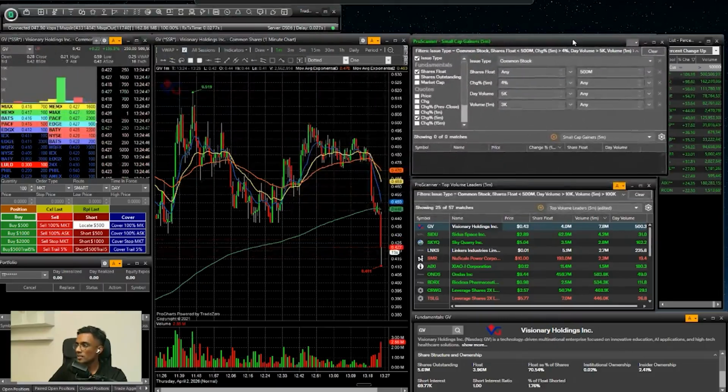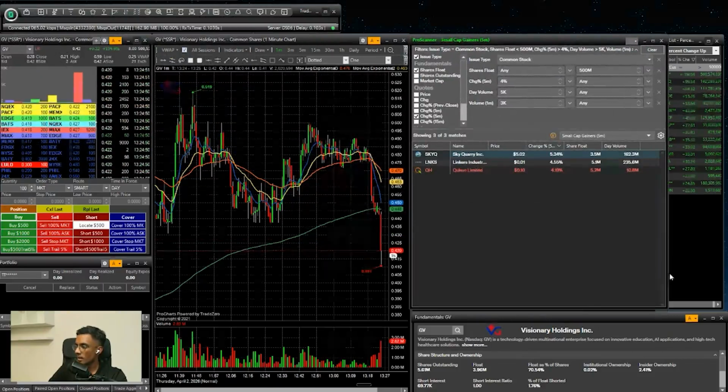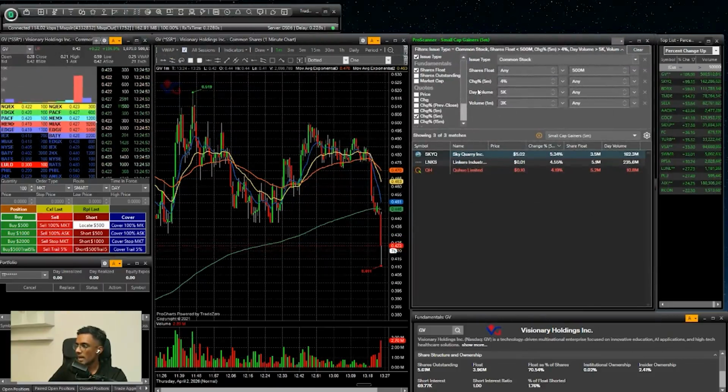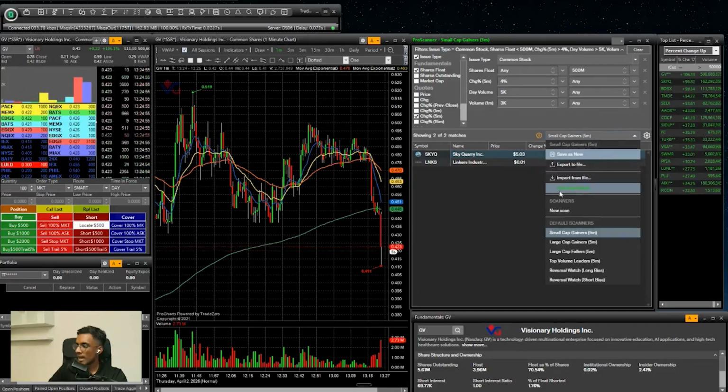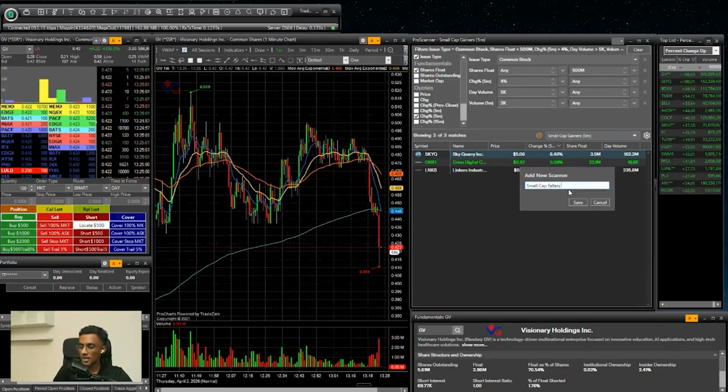I'm going to open up a new scan window here. I'm going to make this full size for you guys just so we can ignore the other two scans. And I'm going to click add new preset. Okay, so add new preset. We're going to call this small cap fallers, and we're going to put in brackets 5 minutes.